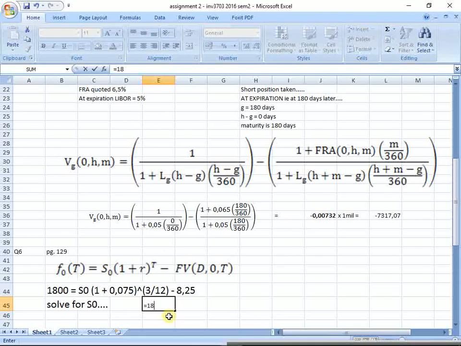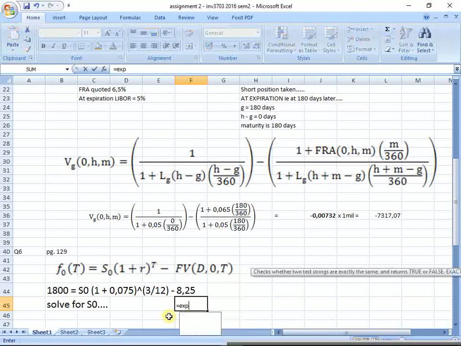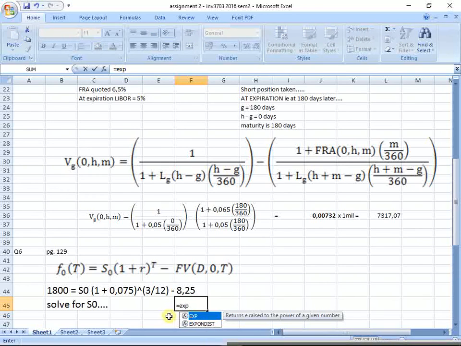This is 1,800 divided by open brackets 1 plus 0.075. Okay, I need the power button. I'm not too sure how to do the power here. Let's see. Exponents... returns e raised to a power... returns the result, a number raised to a power.